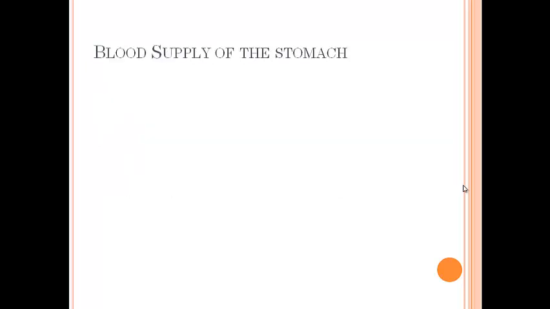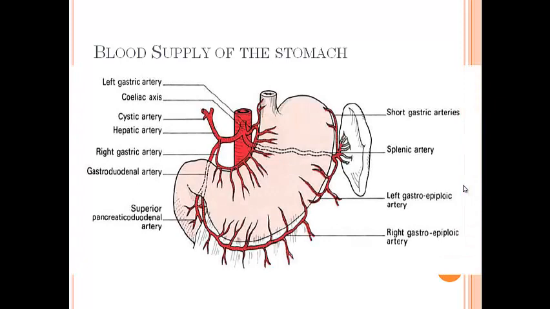Okay, now we're going to look at the blood supply of the stomach. We're just going to go through this in picture form. The thing to keep in mind is that each part of the stomach needs to be supplied by its own specific set of arteries.